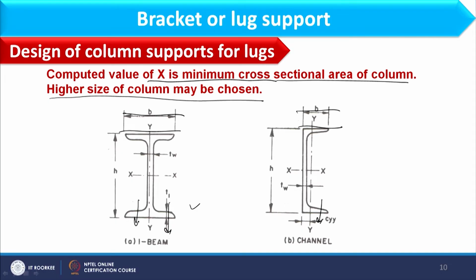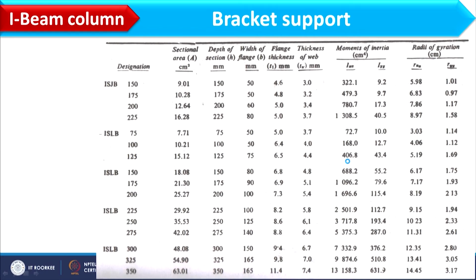The bracket can support over here or over here, and this section will be connected to the foundation. Now once I have this structure, I have to find the sectional area for this structure, and that we can find from this table. Here this table is given for I-beam column, and this is basically table C2 in the B.C. Bhattacharya book. So you can refer to table C2 in the B.C. Bhattacharya book for I-beam.